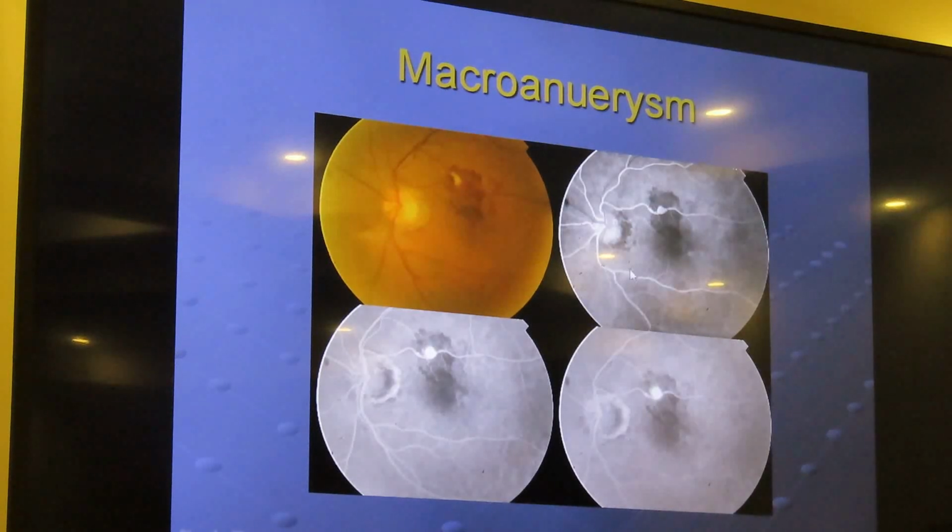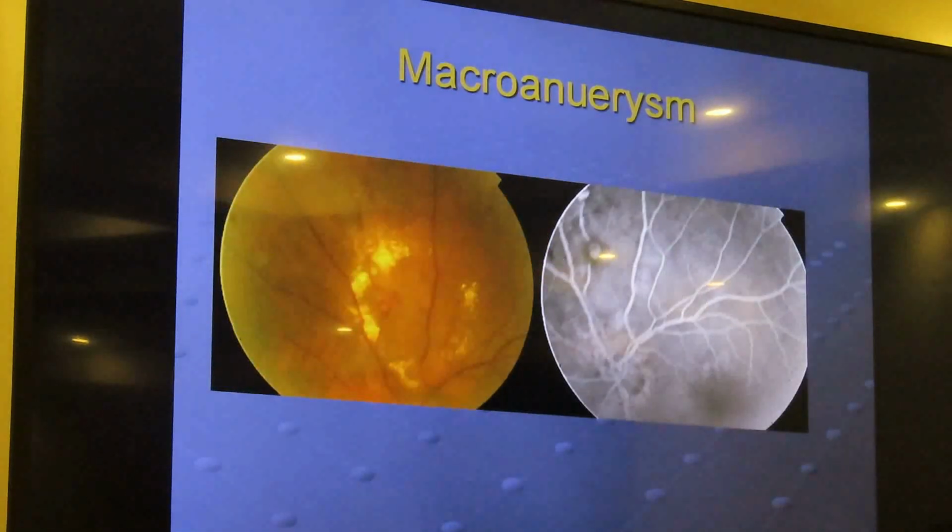Okay, thank you. This is the clot, and when you find very dense hemorrhages related to an artery without any history of diabetes, mainly hypertension, most probably in females, you should suspect macroaneurysm. This is also a macroaneurysm.